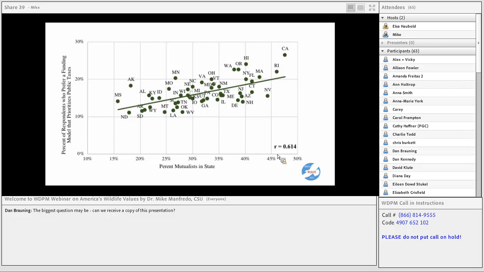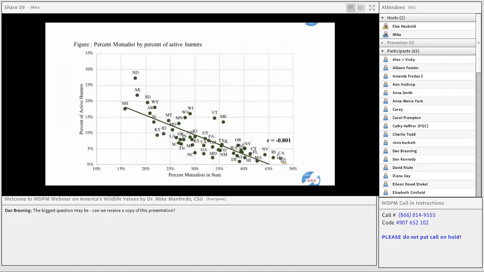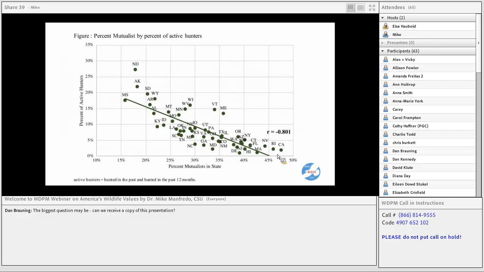I've got percent mutualists by, and this is just the top three categories that prioritize public taxes. It's not even the modal category where there's a split. So this would be a favoring priority on taxes. And you see it does increase. So the presumption is that in more mutualist states, there's more support for taxation for fish and wildlife management.